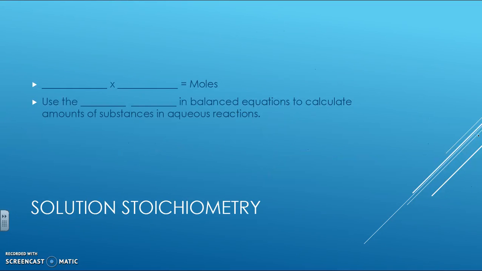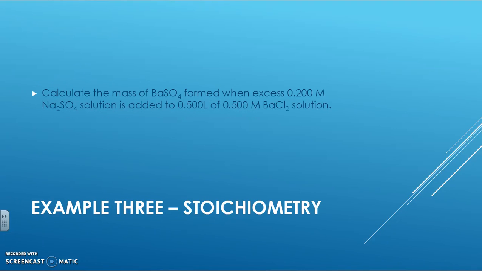Okay, so in solution stoichiometry, as you've just seen, we know that molarity times liters equals your moles. And you would use your mole ratio from your balanced chemical equation to help you calculate the amounts of substances in that. So we're just doing stoichiometry using the solutions, right? Okay, so it says calculate the mass of BaSO4 formed when excess 0.200 molar Na2SO4 solution is added to 0.5 liters of 0.5 molar BaCl2 solution.